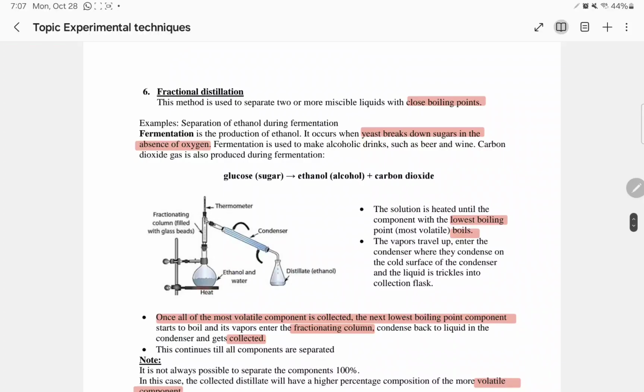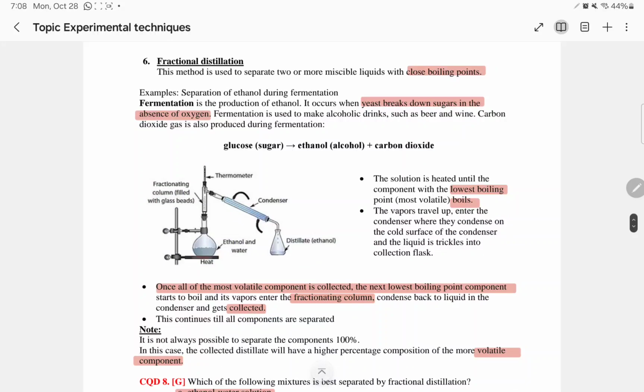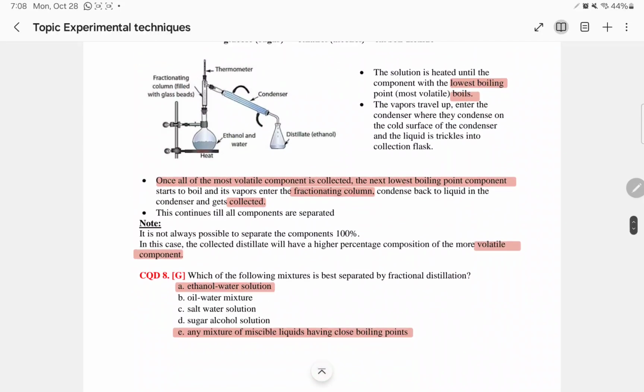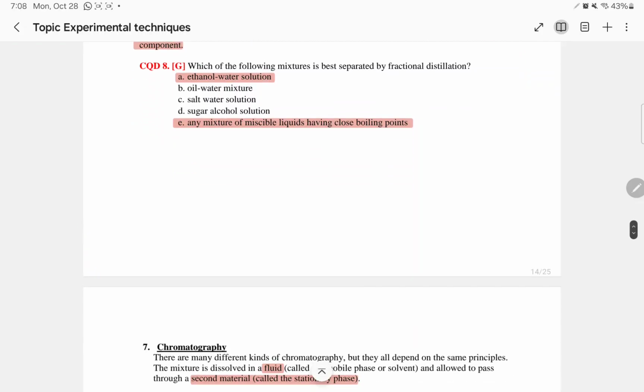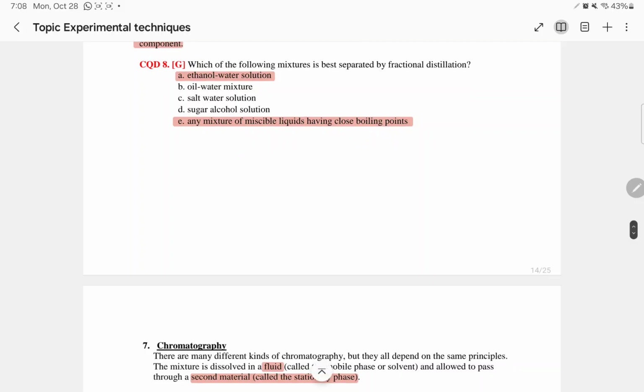Fractional distillation is when you have two substances with really, really close boiling points. It's the exact same thing, except you have this thing called the fractionating column. It's filled with glass beads, and it's gonna hold on to molecules and drop them again so they don't mix. Now, these things aren't the most accurate. You're not gonna always separate 100%, but they're the closest you can get. Your distillate will be the most volatile, the one that has the lower boiling point usually. So ethanol and water, and any mixture of miscible liquids that have close boiling points.